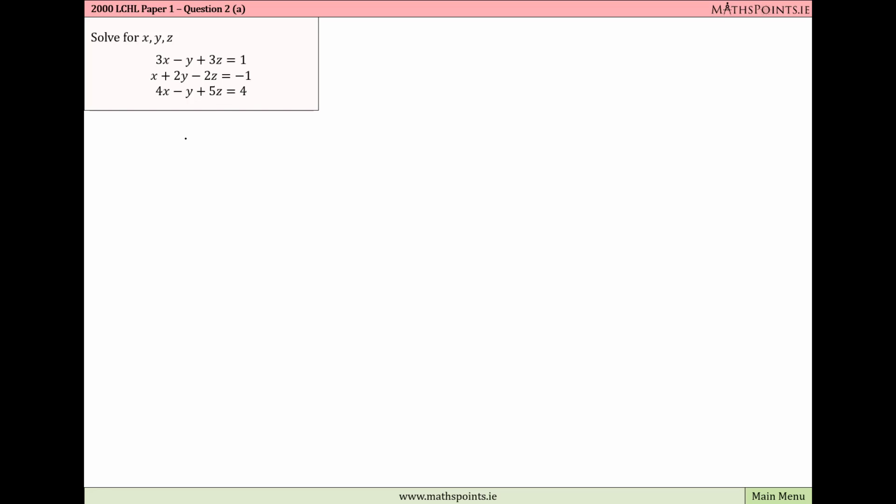So we have a 3-variable simultaneous equation in x, y, and z. So we've been given 3 variables, and because they give us 3 variables, we need to have 3 linear equations. The first thing we should do when we start a question like this is to just label each equation 1, 2, and 3. And the reason we do this is so that we don't lose track of our progress.